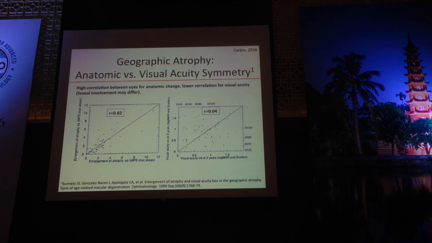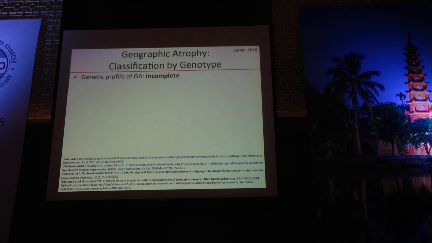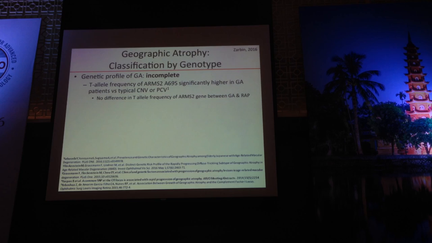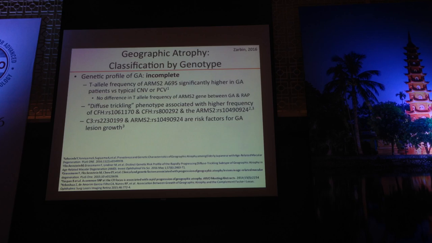Many people have tried to identify specific genetic risk factors for geographic atrophy, and I can summarize it by saying it's an incomplete story. But there are certain alleles of the ARMS2 gene. There are certain alleles of complement factor H. They're associated with the so-called diffuse trickling phenotype that seems to have a higher rate of progression in geographic atrophy. And there are certain single nucleotide polymorphisms associated with C3 that seem to be associated in some studies with increased risk for geographic atrophy. I don't think any of that's clinically relevant yet.